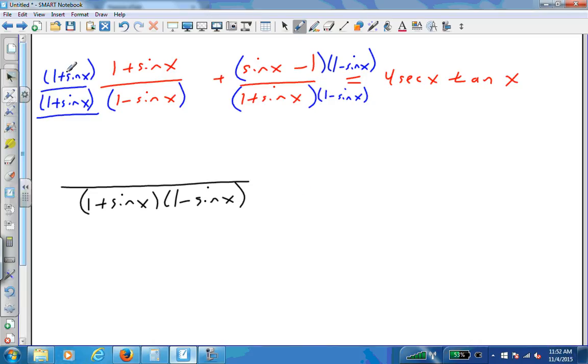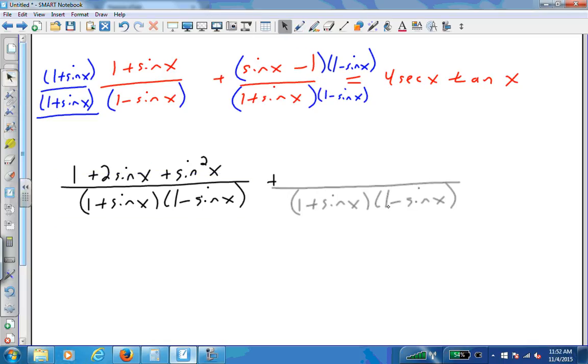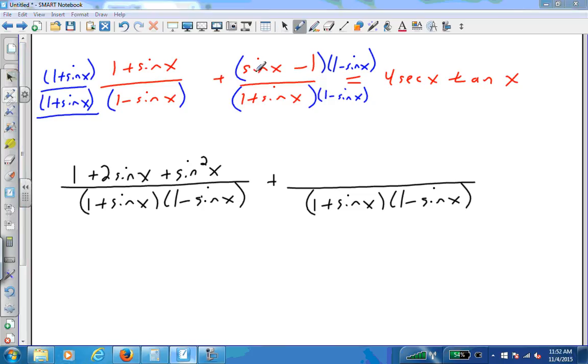Real quickly, if we distribute this, we're going to have 1 times sine x, another sine x, so 2 sine x's. Sine times sine will make that sine squared. The second fraction, sine x times 1, is sine. Sine x times minus sine x is minus sine squared x. Minus 1 times 1 is minus 1.